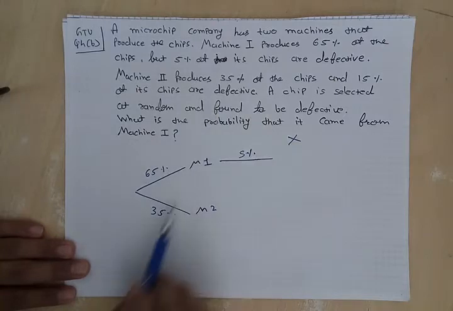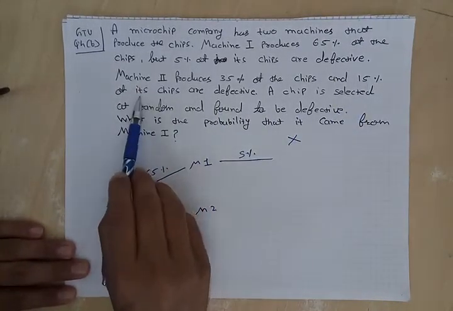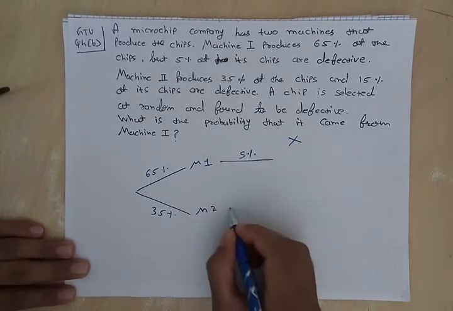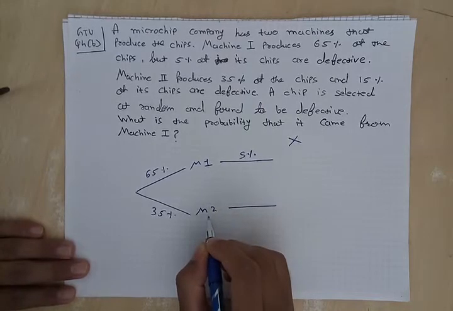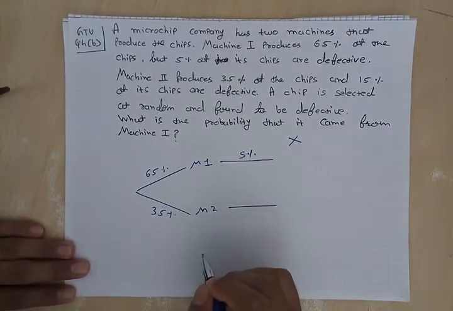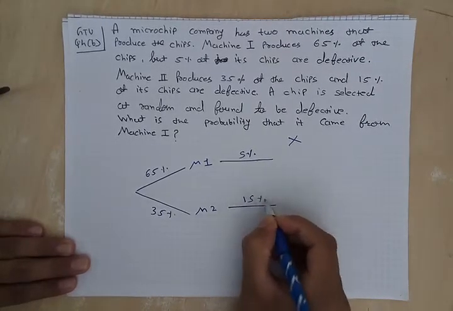Machine 2 produces 35% of the chips and 15% of its chips are defective. So chips are coming from machine 1 and machine 2, but out of its chips 15% are defective.